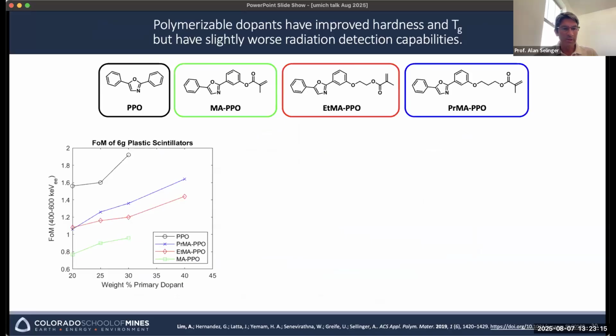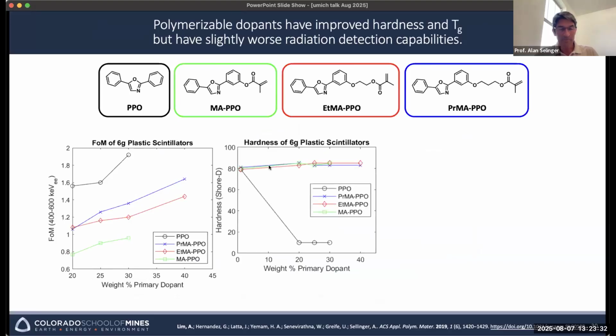The next thing, so here is looking at the figure of merit as a function of how much of the dopant is inside. And so with this 3 carbon dopant, you can see that we get pretty good figure of merit. And the next hurdle that we wanted to pass was that it maintains the hardness over the different amounts of the primary of these reactive dopants.